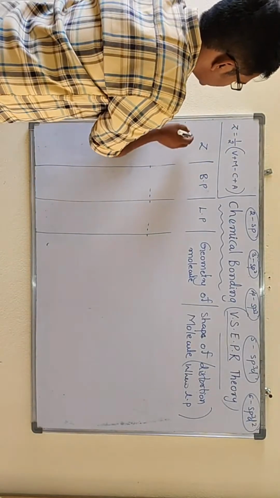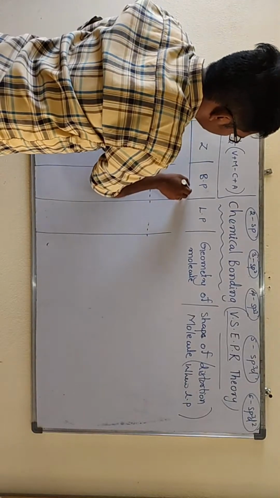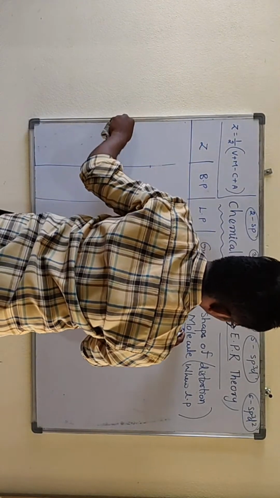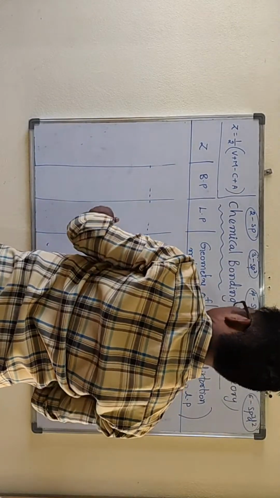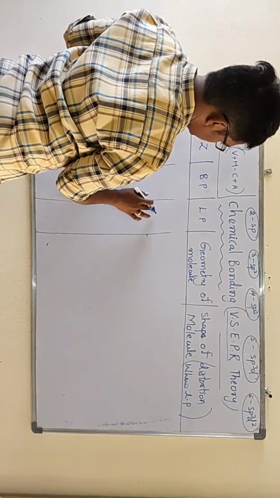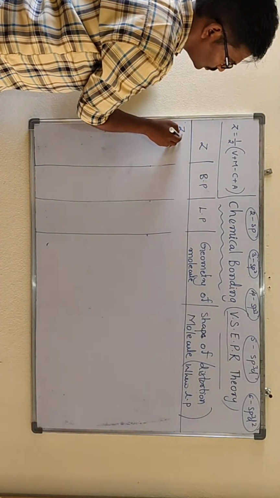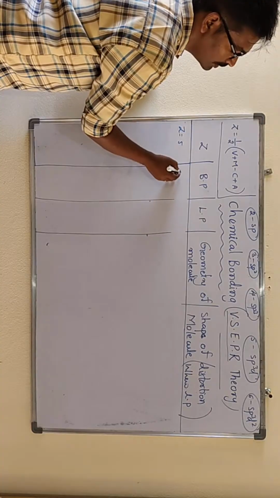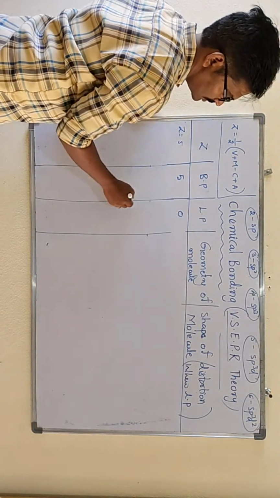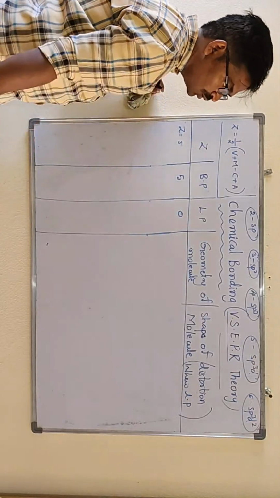Z value 5 is there. The 5 are bond pairs, 0 lone pairs.